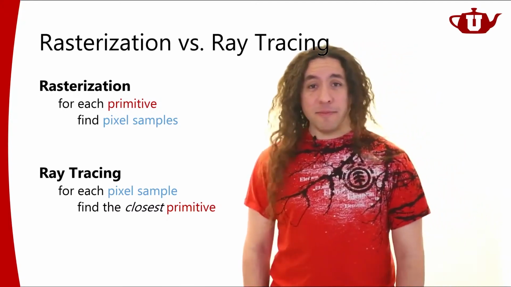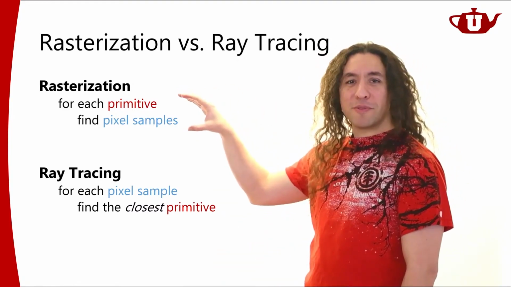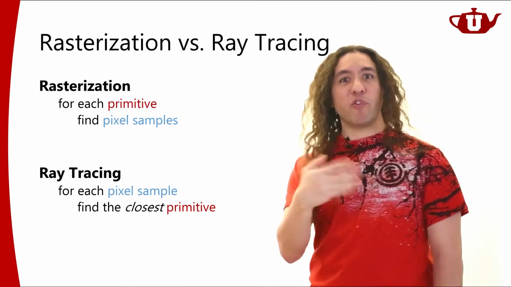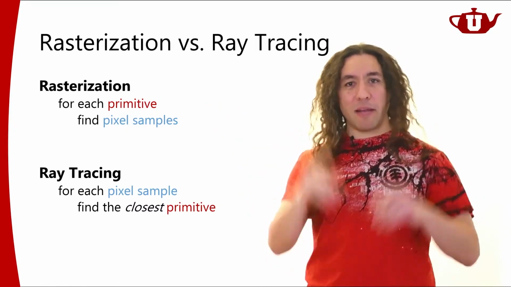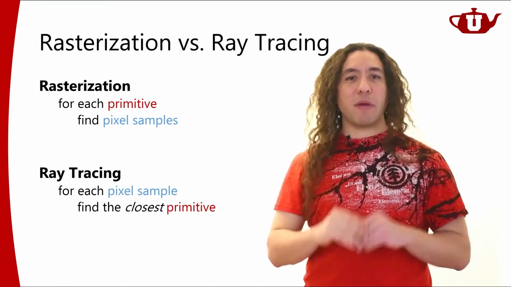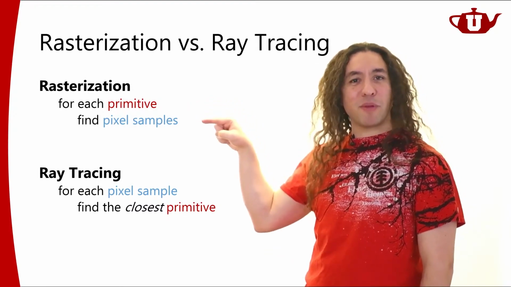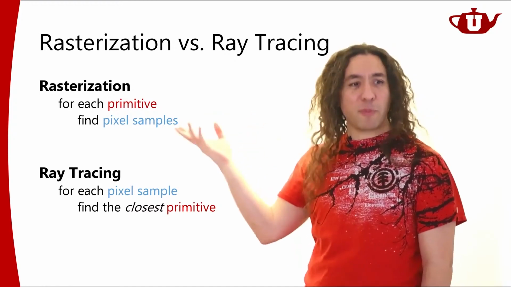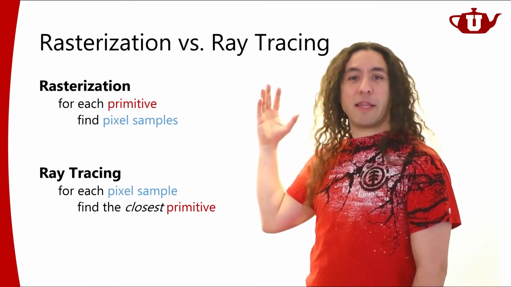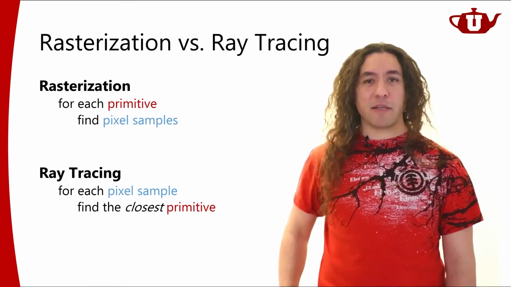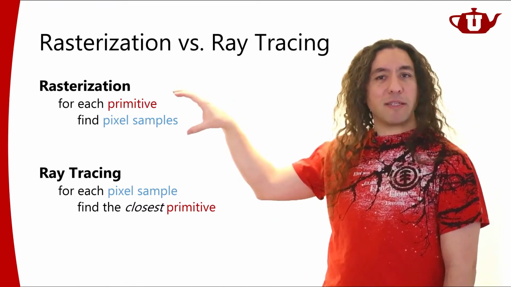Now, all of the rasterization algorithms basically implement this loop. For each primitive, for each triangle, I'm going to take that triangle and put it on screen space and figure out what part of the screen that triangle corresponds to. That is, for each primitive, find the pixel samples that correspond to that primitive. You take each primitive one by one, and then you place them on the screen, and that's how rasterization works.